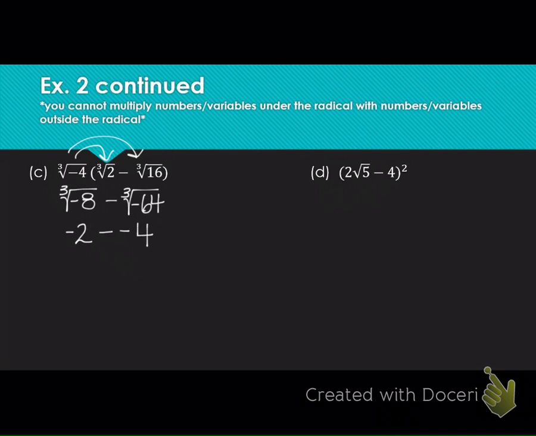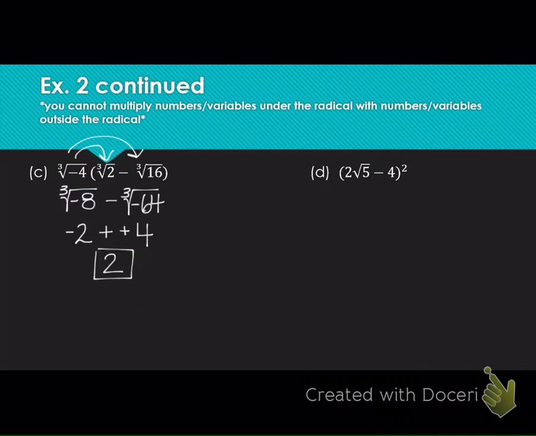Now, what do you notice right off the bat? A double negative, and the double negative becomes positive. So what's -2 plus 4? 2. +2. Very good. So all of that led me to a simple answer of +2.